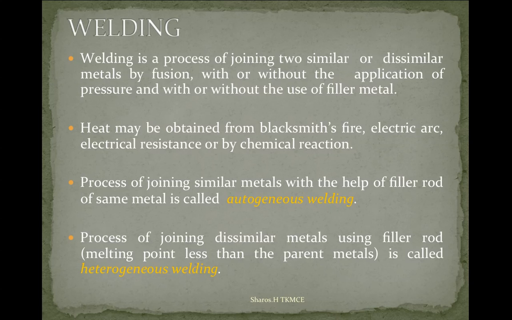If the process of joining two metals uses a filler rod of the same metal, it is called autogeneous welding. In the other case, if you are joining dissimilar metals by using a filler rod of any metal other than the parent metals, it is called heterogeneous welding.